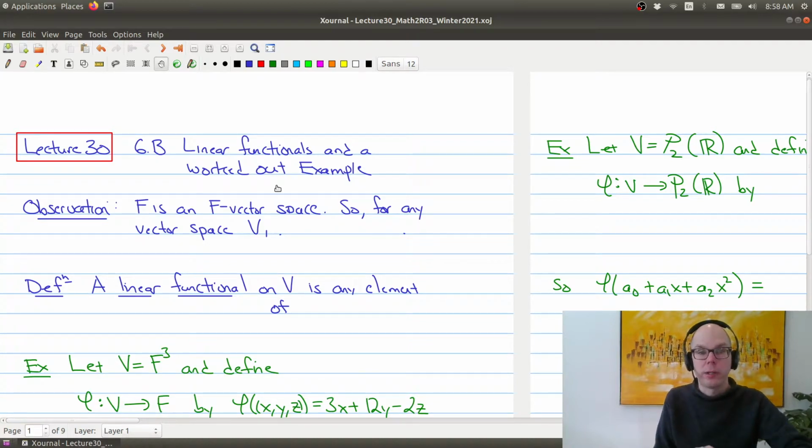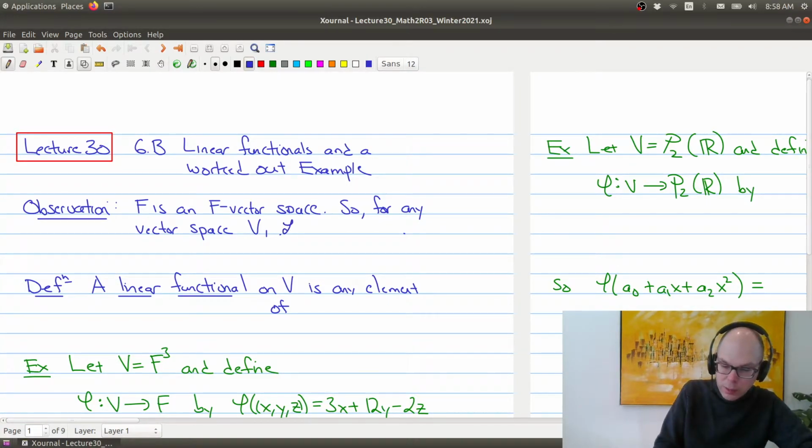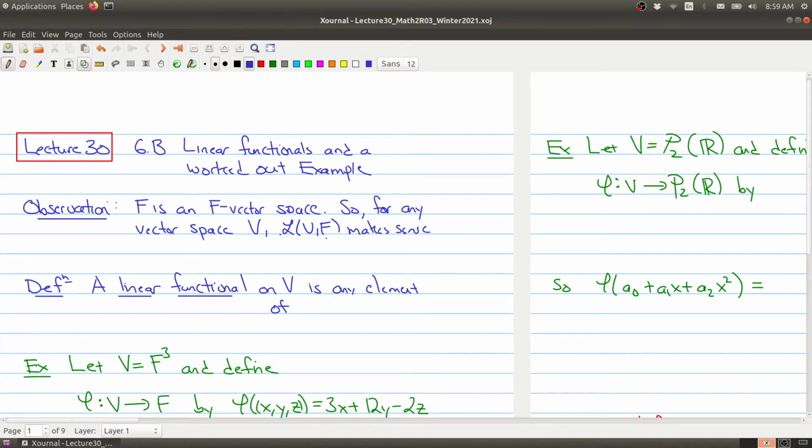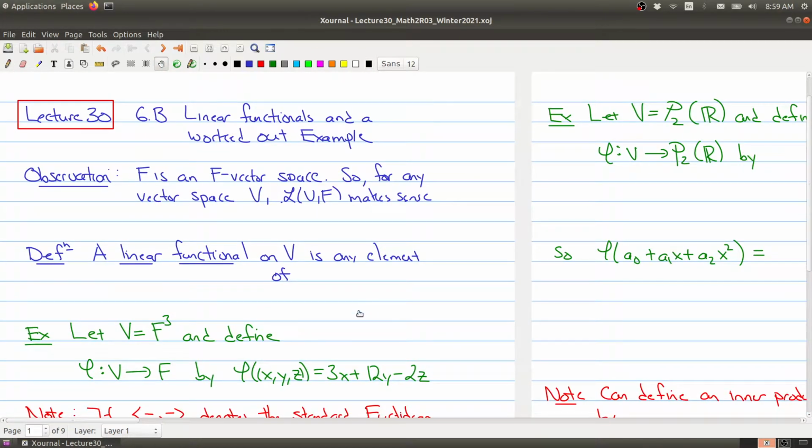Our starting point here is the observation that F, where F is the real numbers or the complex numbers, is also an example of an F vector space. So for any vector space V, the set of all linear maps from V to F makes sense, because we can think of F as a vector space. So we're looking at all maps from your vector space V to the set F. And what we want to do today is look at elements inside of this set.